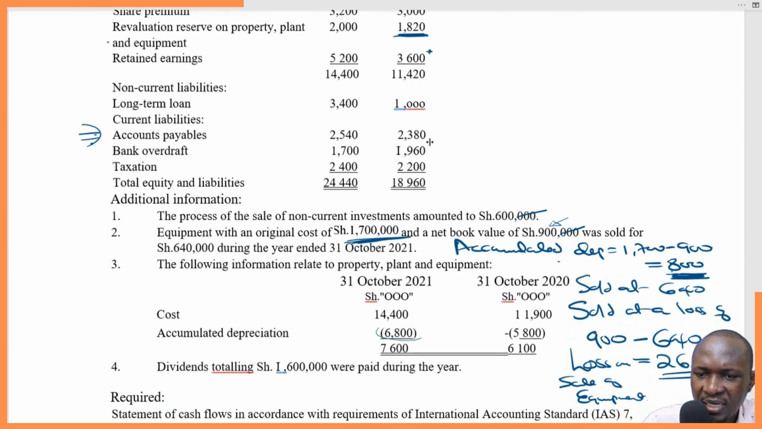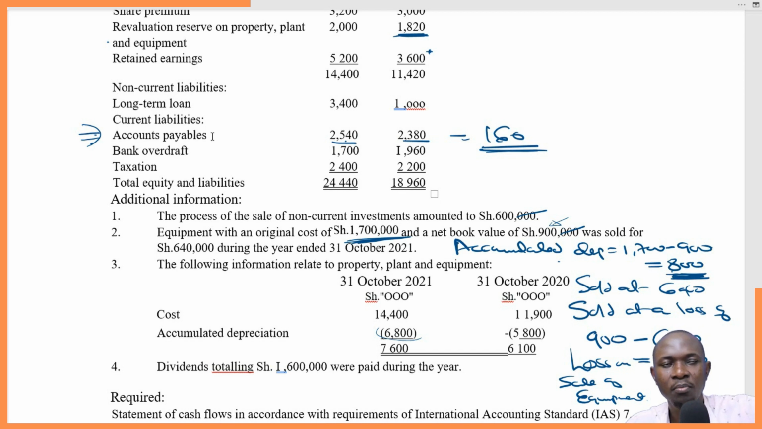Accounts payable, there's an increase also from 2380 to 2540. This is an increase of, just take 2540 minus 2380. That is 120 plus 40, 160. So there's an increase of 160. What does this mean? That accounts payable, remember, we are the ones who are supposed to be paying the suppliers, but we have not paid. We are holding their cash. So it's like an inflow.